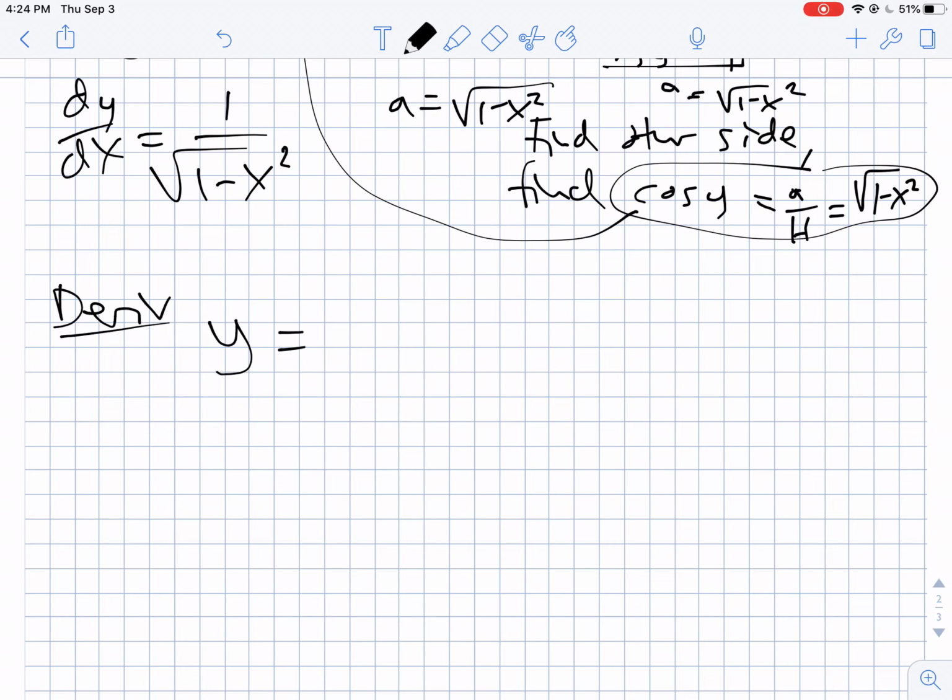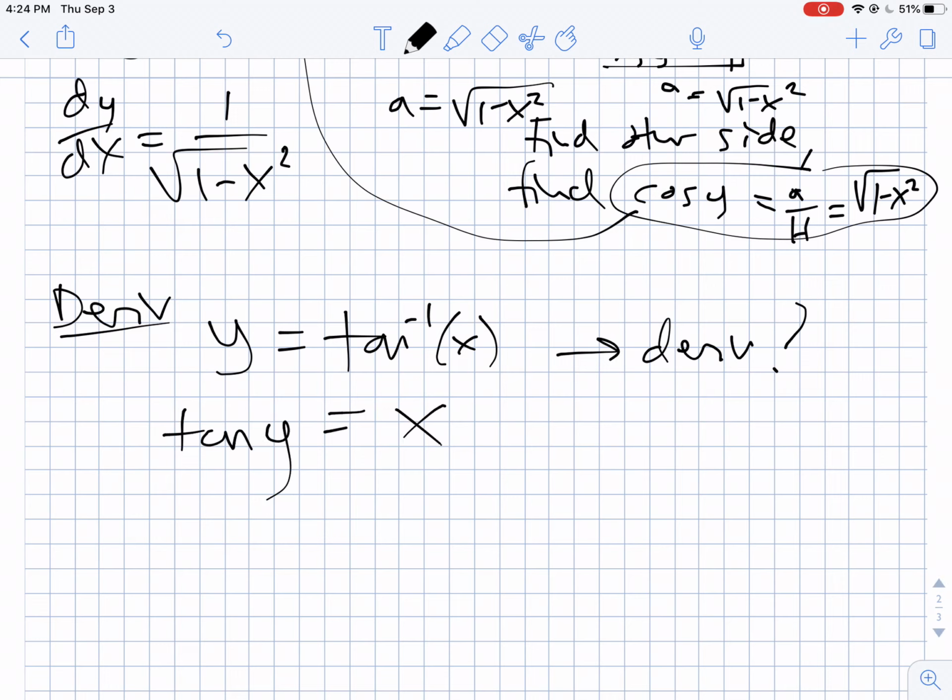So y equals the inverse tangent of x, and we're going to come up with what the derivative is equal to. So again, let's go x equals tangent y, like take the tangent of both sides, or just rewrite that. That just means, if y is the inverse tangent of x, then the tangent of y gives you x. That's how inverse tangent is defined.